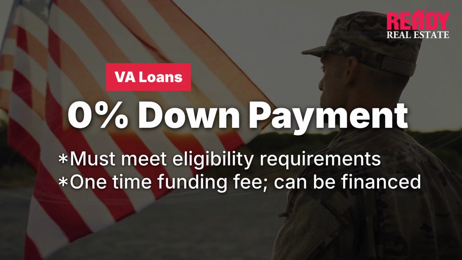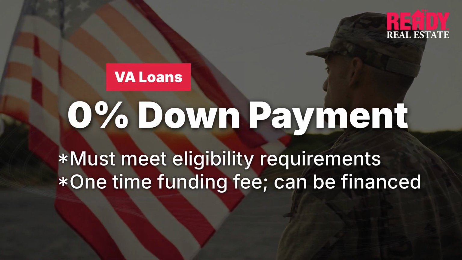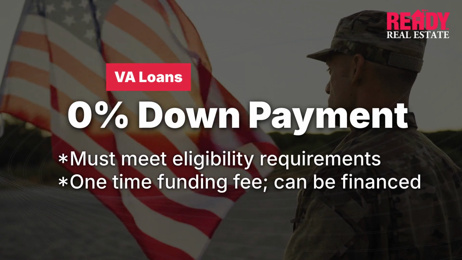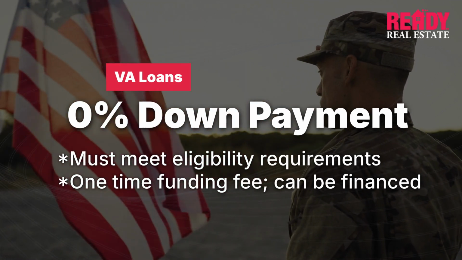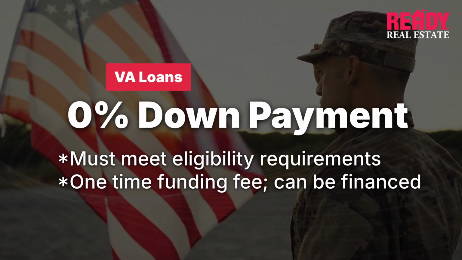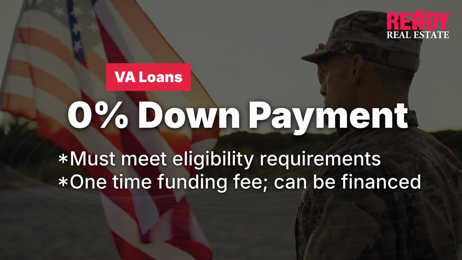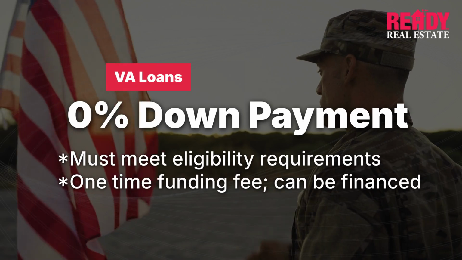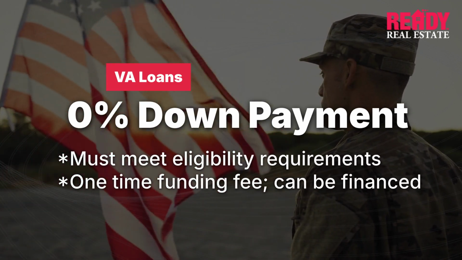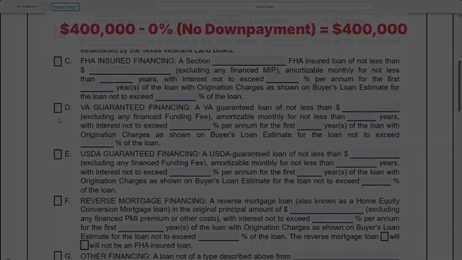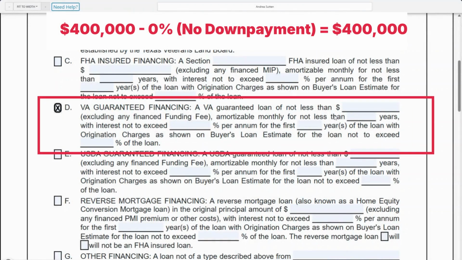VA loans offer exceptional benefits to qualified veterans, including no down payment requirement and lower interest rates than conventional loans. This can save your veteran buyers tens of thousands of dollars over the life of the loan. VA loans do have a funding fee, but don't include that in the amount you put on the addendum. So in the first blank, put the entire minimum loan amount, not including the funding fee. Basically, you'll put the purchase price your buyer is offering here.